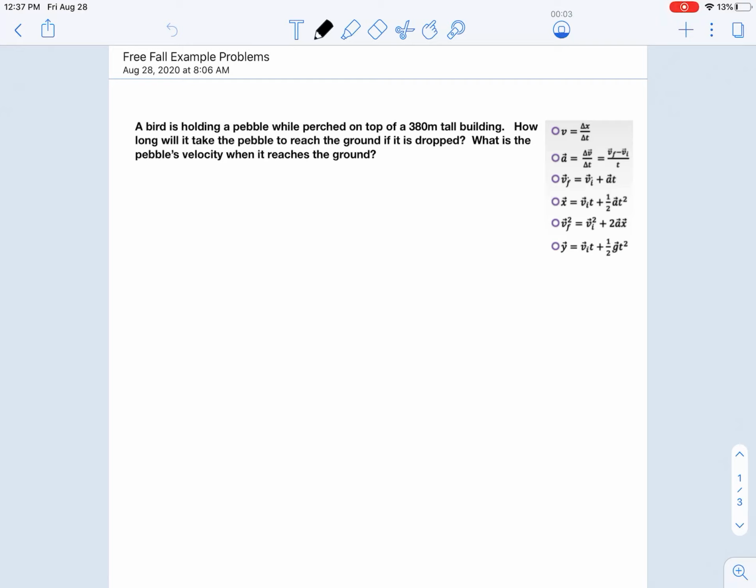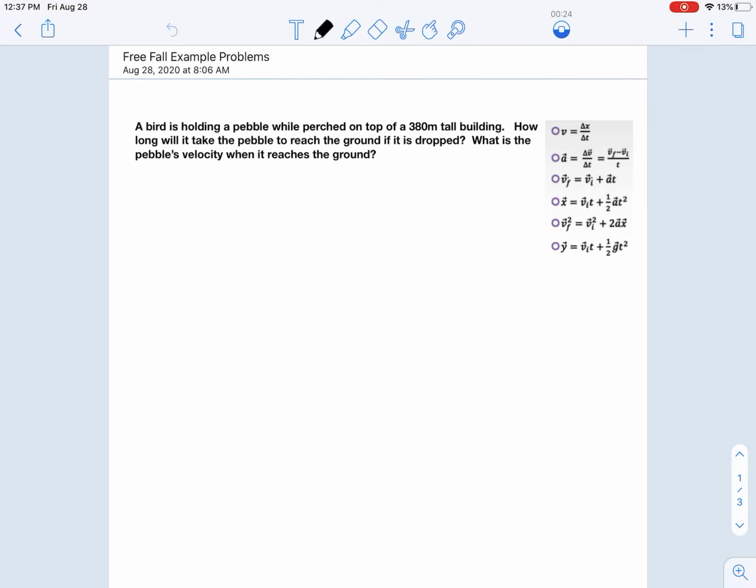All right, let's look at some example problems of objects that are experiencing free fall. So this first question says that we have a bird and it is holding a pebble while perched on top of a 380-meter tall building. How long will it take the pebble to reach the ground if it is dropped? What is the pebble's velocity after it reaches the ground?